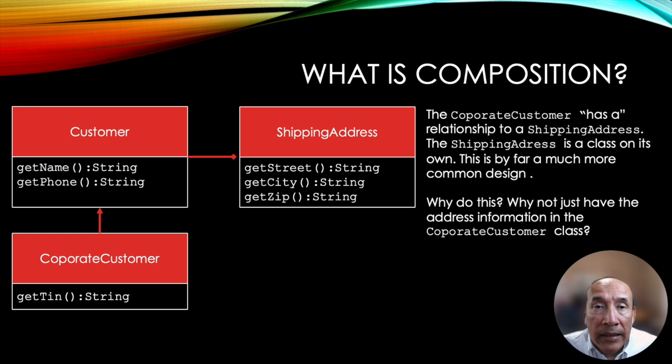Now, you may ask, well, what about corporate customer? I don't see it has a shipping address, but it does. Why? Do you remember in the previous slide? Everything the customer has, corporate customer has. So even relationships. If a customer has a relationship with a shipping address, then I, as a corporate customer, since I am a customer, also have that same relationship. So as a child, I get my parents' methods, my public properties, and relationships. I get all three of those things.